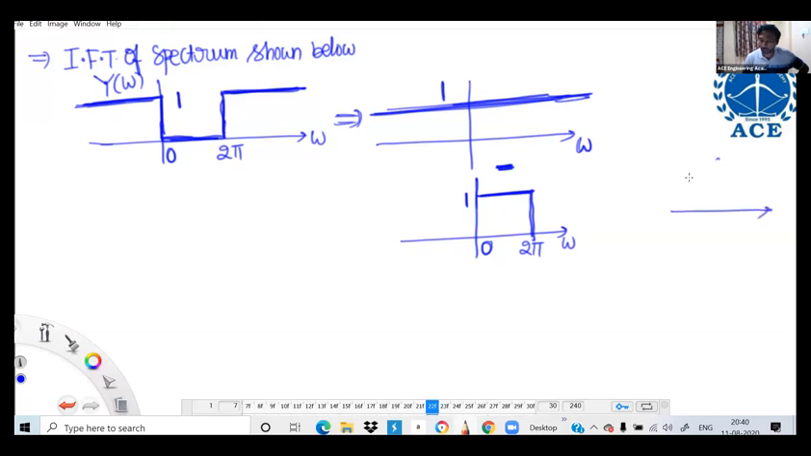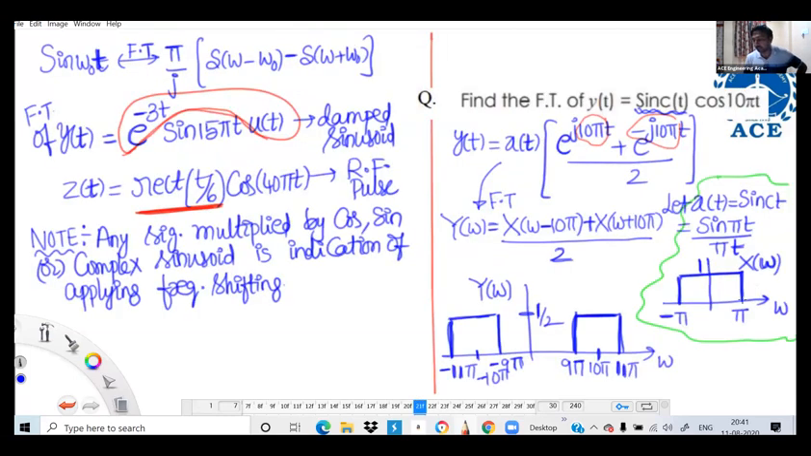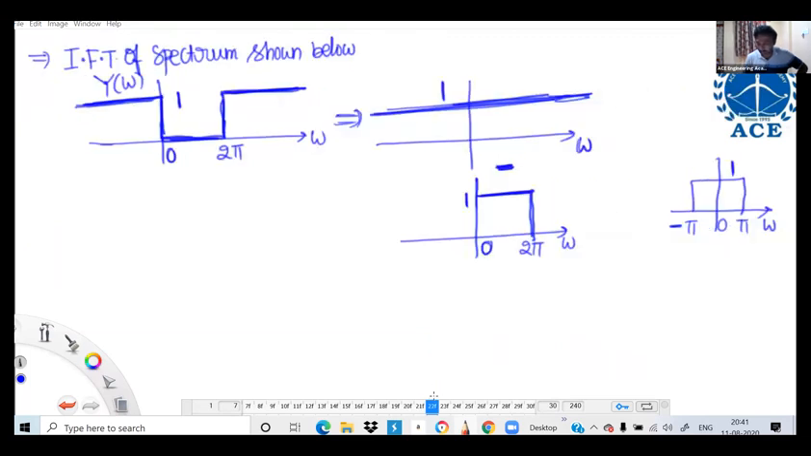When we take a rectangle from minus pi to pi, even in the previous slide it is there. See our previous slide. When you take a rectangle from minus pi to pi, what is the time domain function? Sinc function or not? Assume this is X of omega. So the inverse Fourier becomes what? Sinc t.